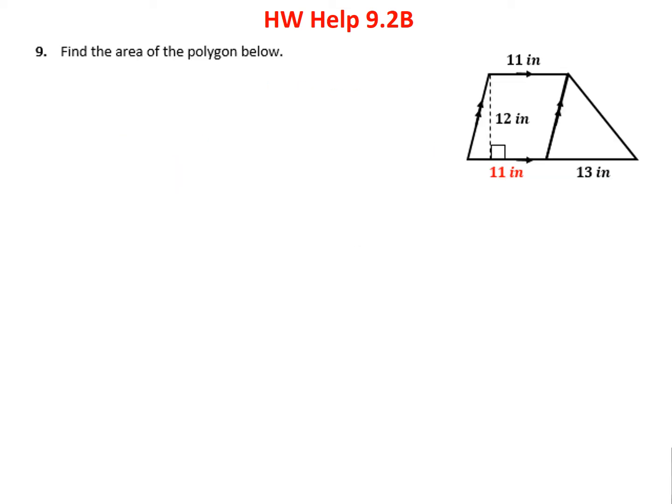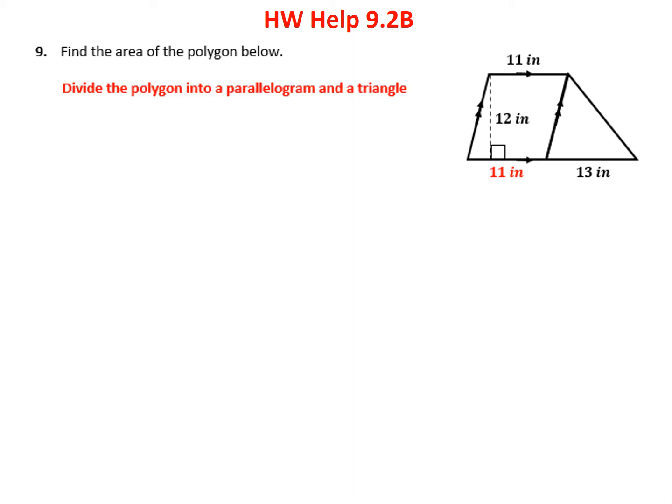Problem 9 asks us to find the area of the polygon. Now the strategy here is to divide it. We're going to learn next lesson what the area of a trapezoid is. But for today, since we don't know that formula, we're going to have to divide it into two things that we know.